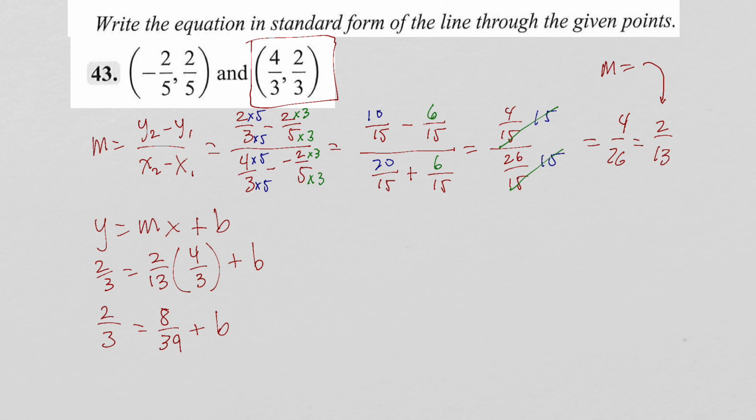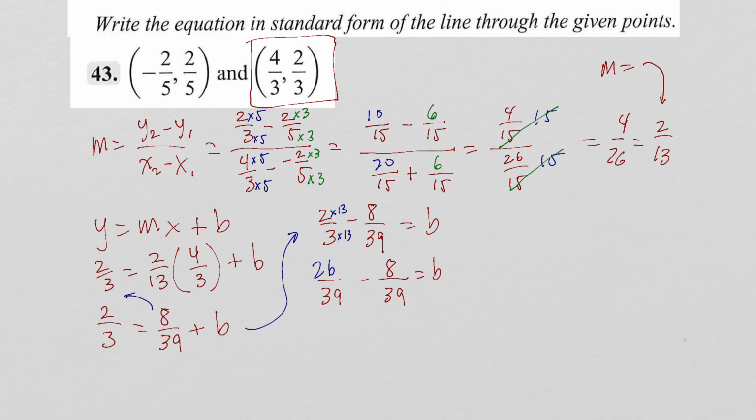I'm going to move my 8 over 39 to the left. Let's bring this up here. So I'm going to have on the left 2 over 3 minus 8 over 39 is equal to b. I'm going to get a common denominator. I'll make this over 39. This one didn't change, so that's not going to change. But on this, we had to multiply by 13 to get to 39. So I do that to the numerator as well, and I get 26. This is all equal to b.